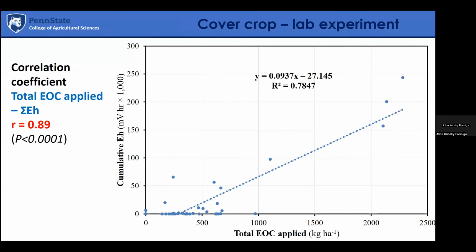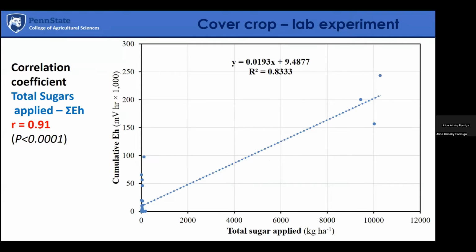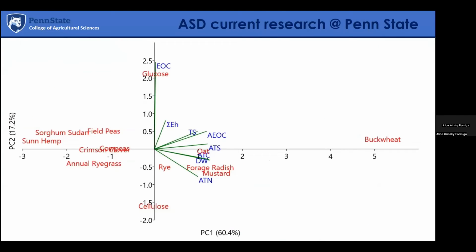the anthrone method. And what we observed was that when we use these two parameters, the total sugar and the easily oxidizable carbon fraction, the relationship with the cumulative redox potential had a better fit. The issue here is that there was a very big distance between molasses and all the cover crops. And when we look at the cover crops in comparison with glucose and cellulose, they are all kind of flat here.